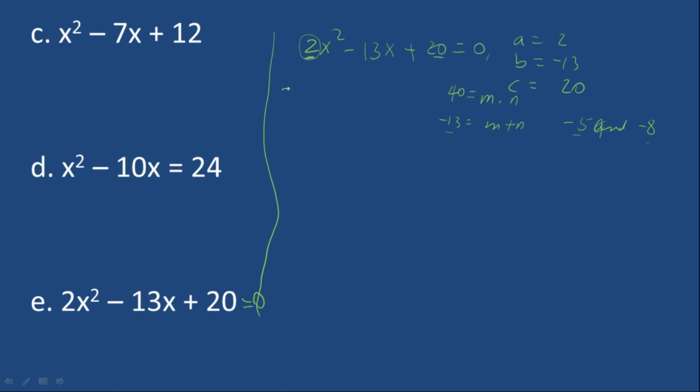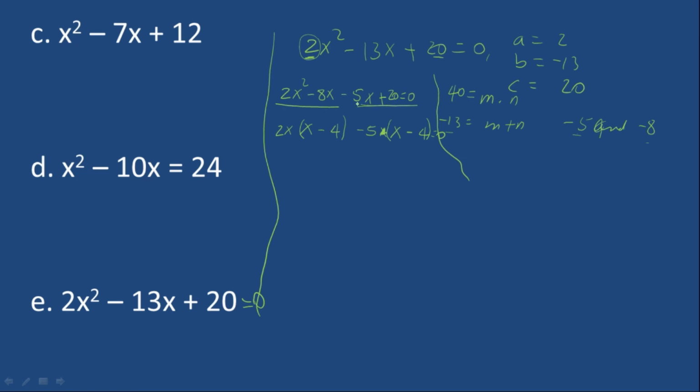So from this we can make it 2x squared minus 8x minus 5x plus 20 is equal to 0. From this, factorize by using grouping. The common factor for 2x squared minus 8x is 2x. We are left over with x minus 4. Again, for minus 5x plus 20, take only 5 over here. We are left with x minus 4 is equal to 0.